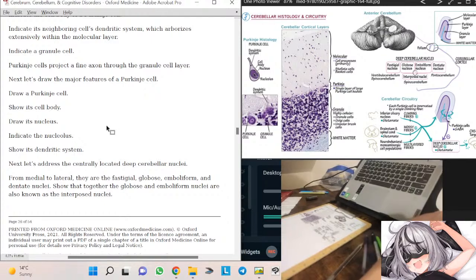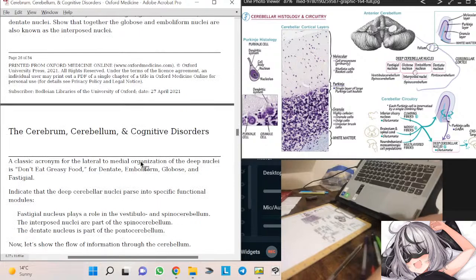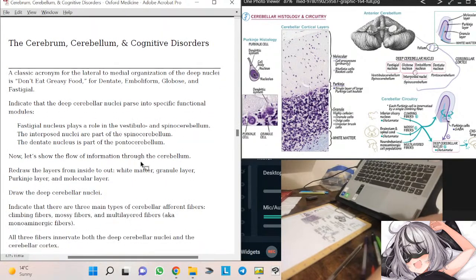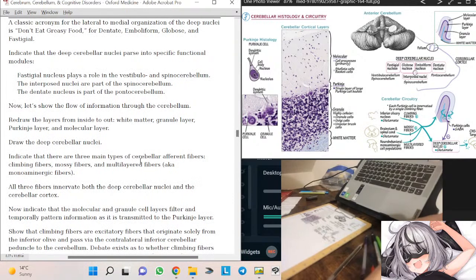Now let's address the centrally located deep cerebellar nuclei. From medial to lateral, they are the fastigial, globose, emboliform, and dentate nuclei. Show that together, the globose and emboliform nuclei are also known as the interposed nuclei. A classic acronym for the lateral to medial organization of the deep nuclei is "Don't Eat Greasy Food" for dentate, emboliform, globose, and fastigial. Okay.